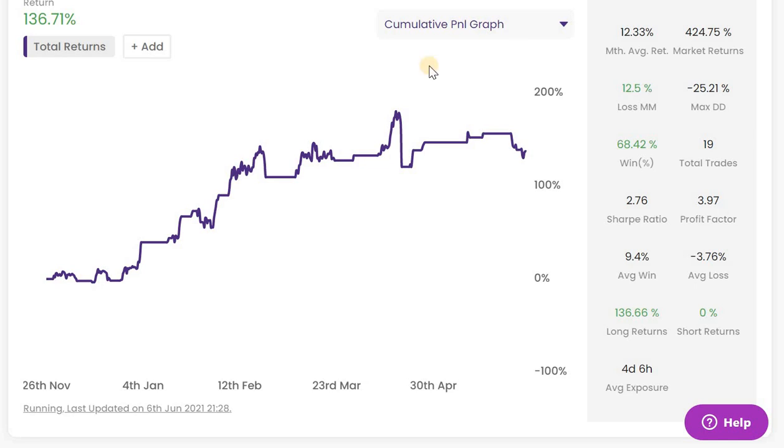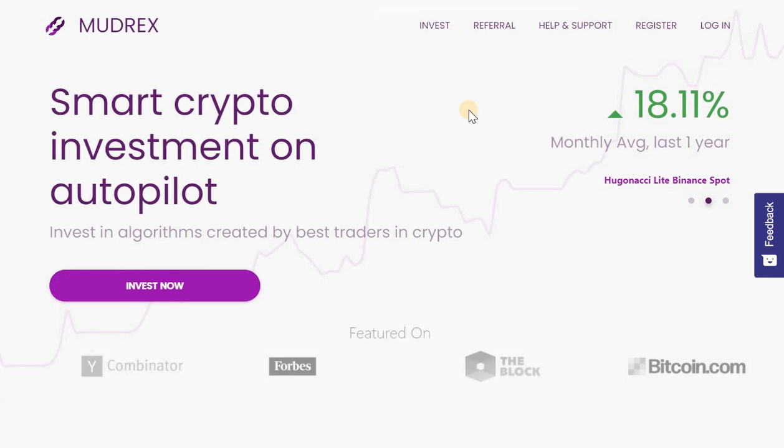Now, the platform we are going to be using today is Mudrex. Mudrex is an automated trading platform where you can invest in trading strategies and get profits over time.